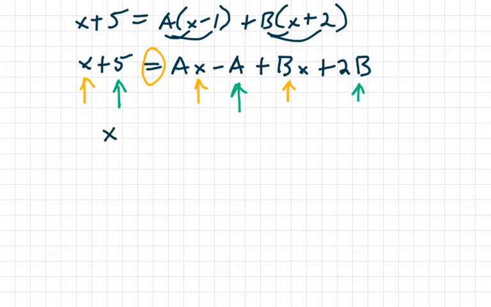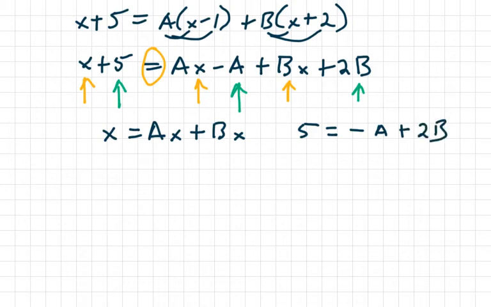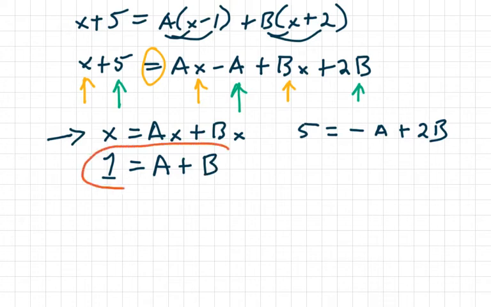So I've got x equals ax plus bx, and I've got 5, I'll write this one, 5 equals negative a plus 2b. Now the nice part is we can really just ignore the actual variable in this section. So I'm just going to look at the coefficient. So I'm going to change this to 1x, right? Just the coefficient. So 1 equals, the coefficient of this one is a, and the coefficient of this one is b. Like so.